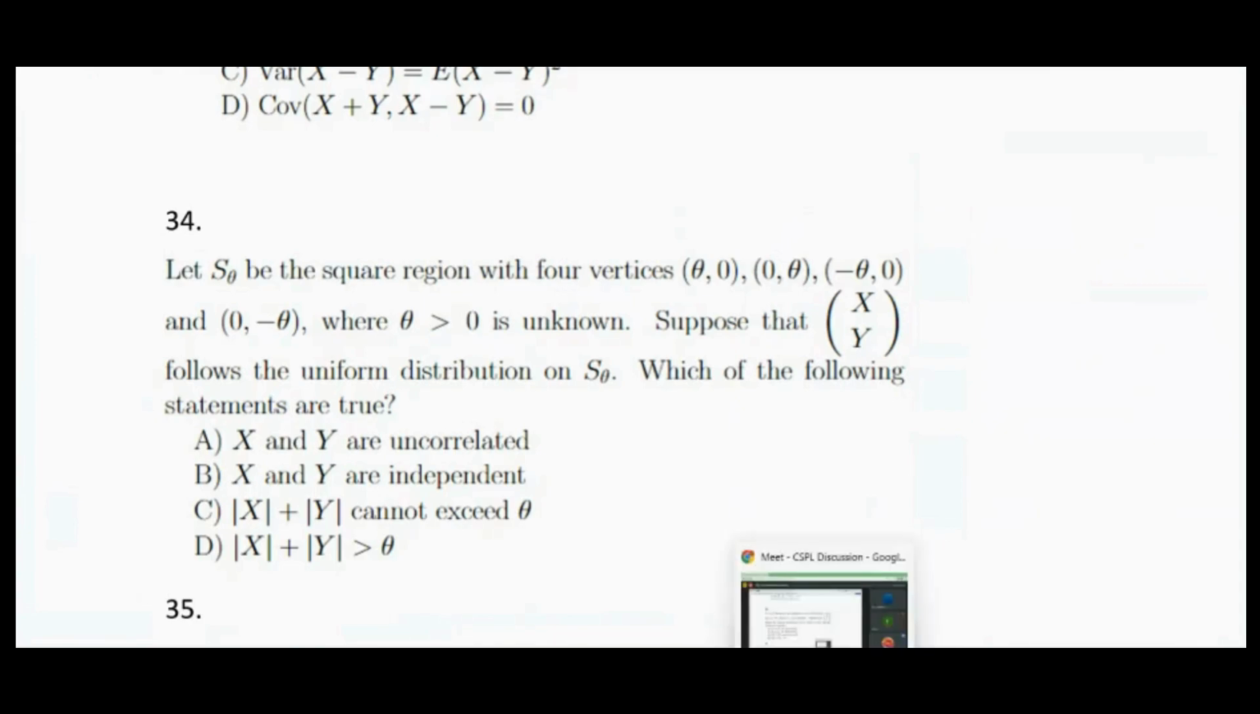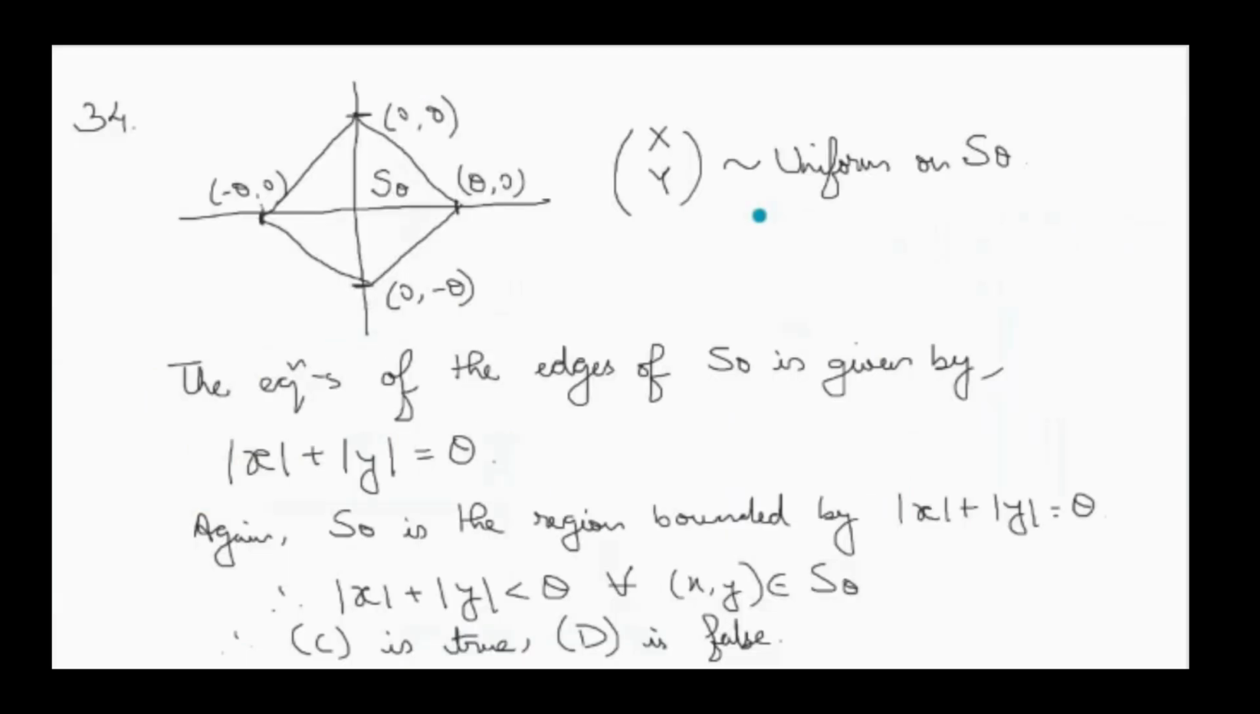So let me get back to this question. I have basically drawn the area of S theta first, which is this particular square. You can observe that the equations of the edges of S theta, this line, this line, this line, and this line, are given by mod x plus mod y equal to theta. You can check that out yourself. For example, this line is x plus y equal to theta. You can figure out the other lines by yourself, and it will come out to be mod x plus mod y equal to theta. These are the equations of the edges.